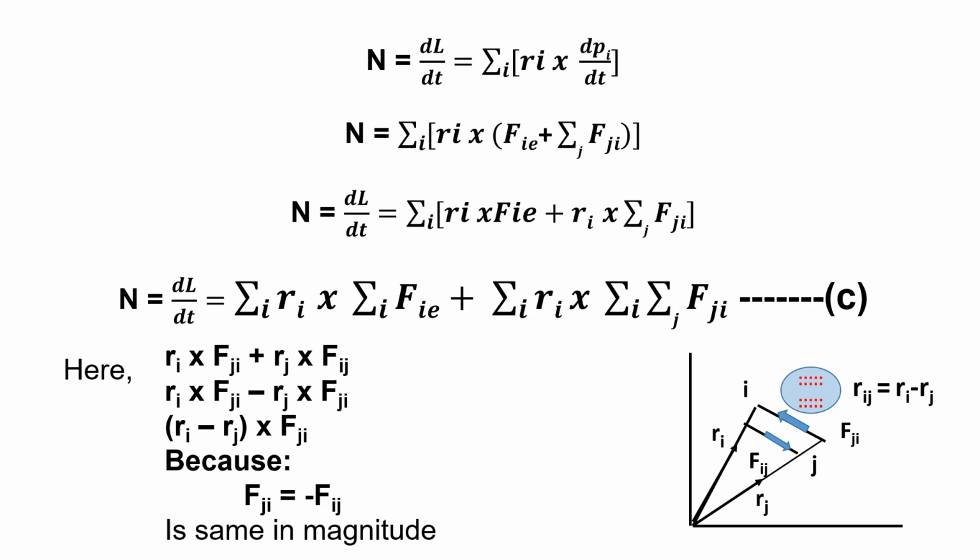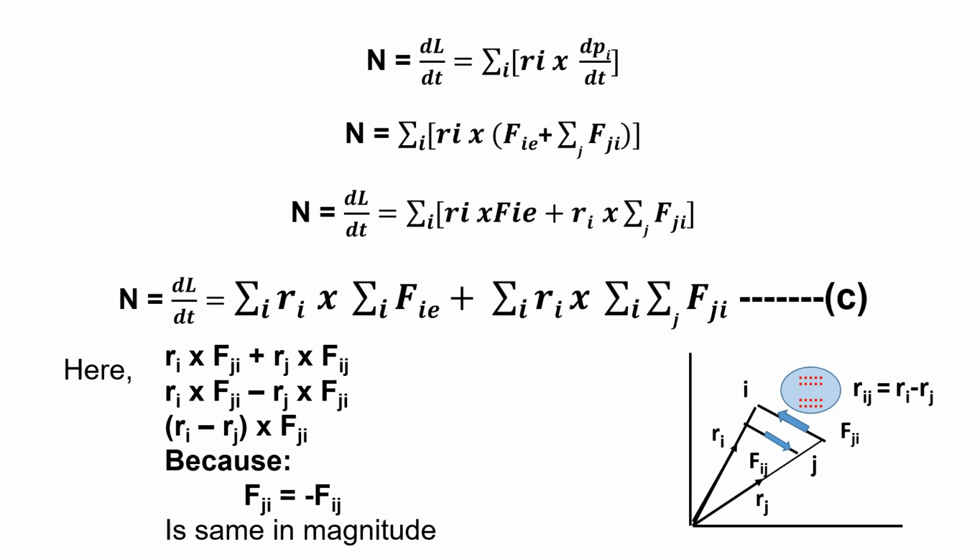Here we can take a system of particles in a two coordinate system xy, where the ith particle is at the position i with the position vector ri, and this particle j is at the position j with the position vector rj. The ith particle is exerting the force Fji on the jth, and the jth particle is exerting the force Fij. That is equal and opposite.